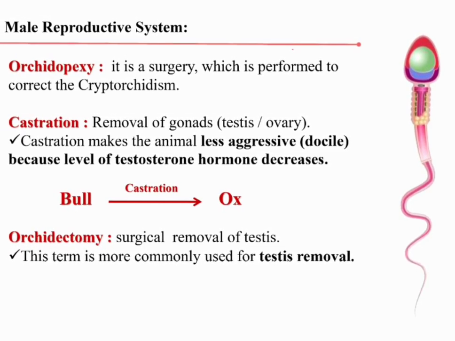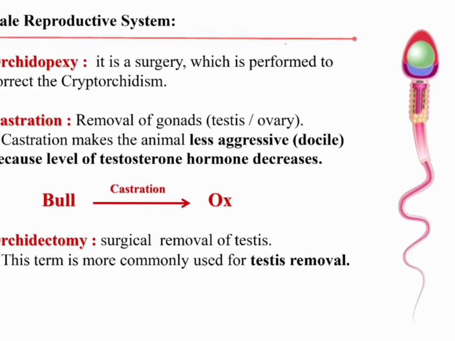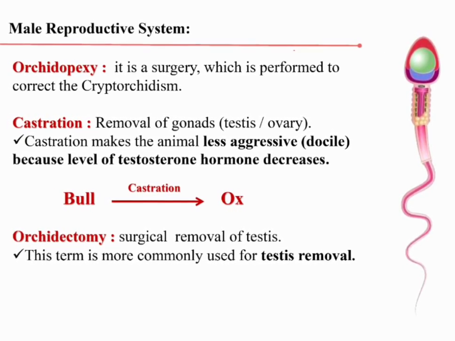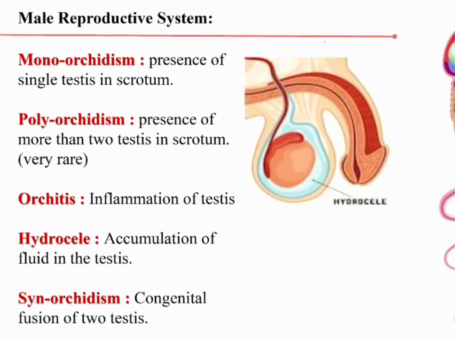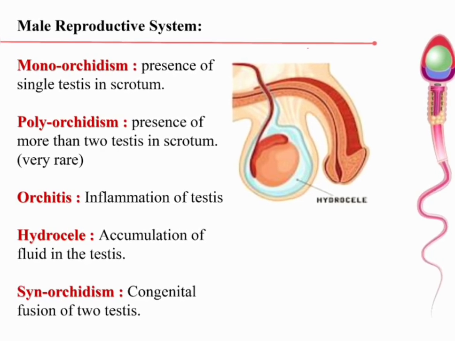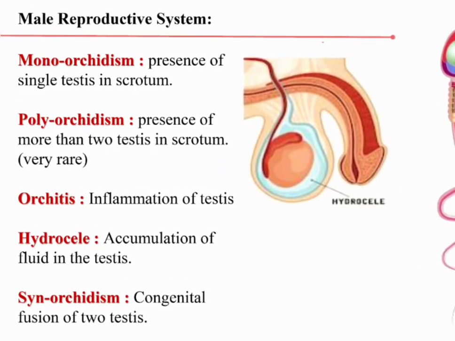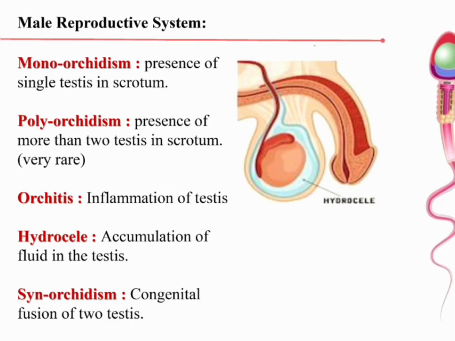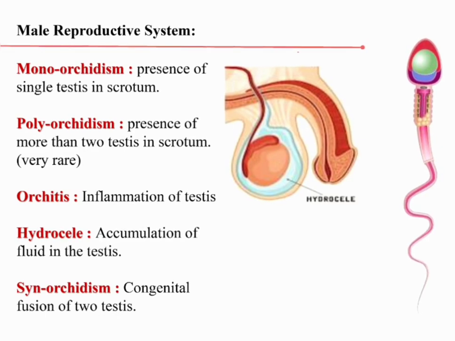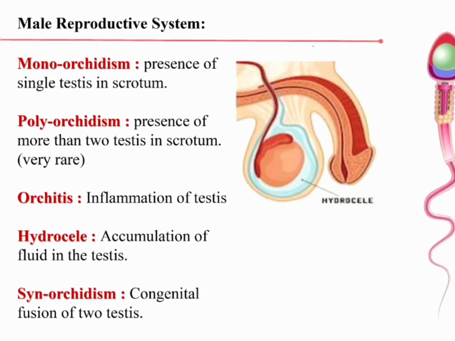Orchidectomy is the surgical removal of testis. This term is more commonly used for testis removal. Monorchidism is the presence of a single testis in the scrotum. Polyorchidism is the presence of more than two testes in the scrotum, and it is very rare. Orchitis is the inflammation of testis. Hydrocele is the accumulation of fluid in the testis. Synorchidism means congenital fusion of two testes, or fused testes.